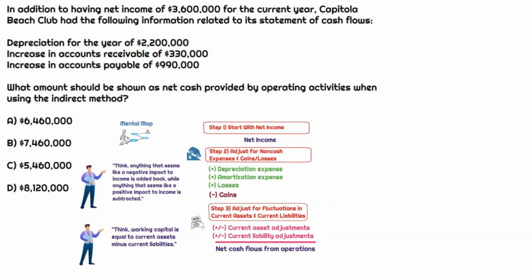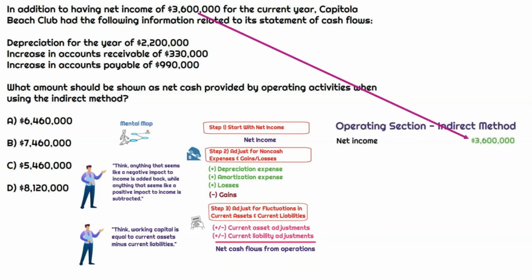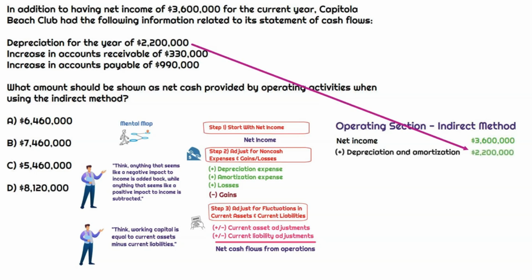So let's go through and figure out what the net cash provided by operating activities would be for the Capitola Beach Club. So let's start with step 1, and this is where we start with net income, and the question tells us it's $3,600,000. So that's our starting point here. And then in step 2, we're going to add back non-cash items and then reverse out any gains or losses. Now in this question, the only item for step 2 is depreciation, and we need to add back $2,200,000 for that. So now we can move on to step 3, and this is where we take into account the changes in current assets and current liabilities.